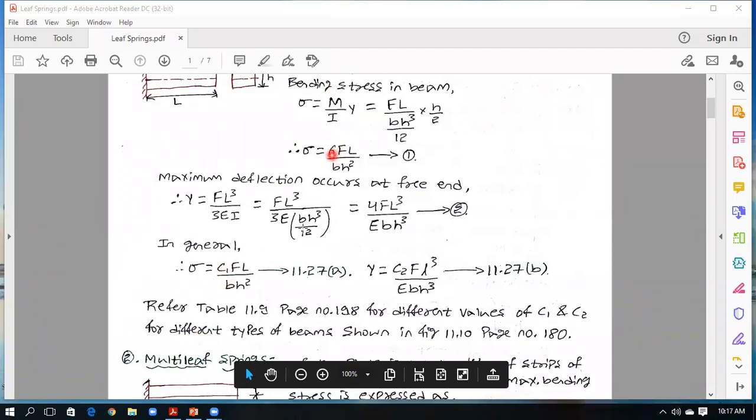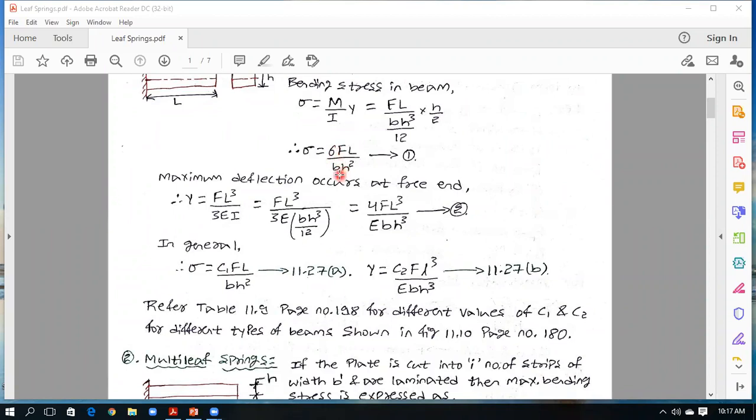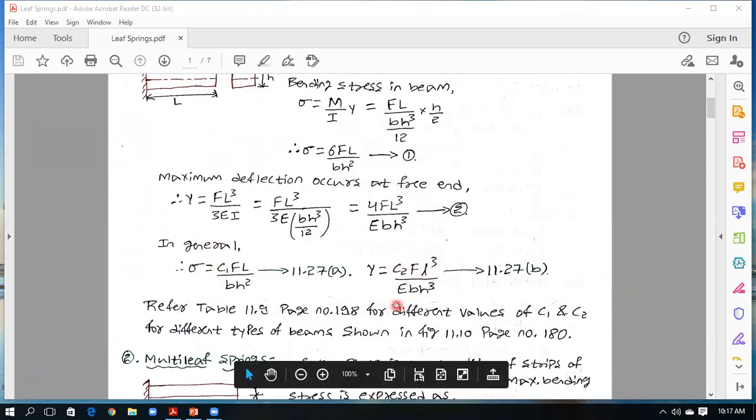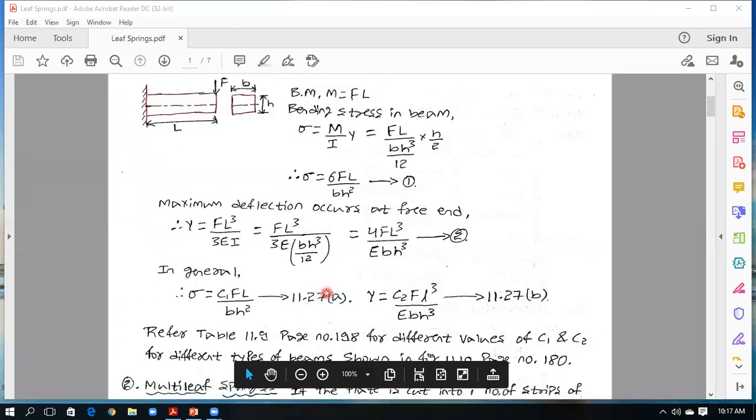Instead of this 6, replace it by C1, FL by bh square. And in maximum deflection, instead of 4, replace that with C2. This is how you need to write the maximum stress equation and deflection. And how to calculate this C1 and C2? In your design data handbook, different conditions are given.